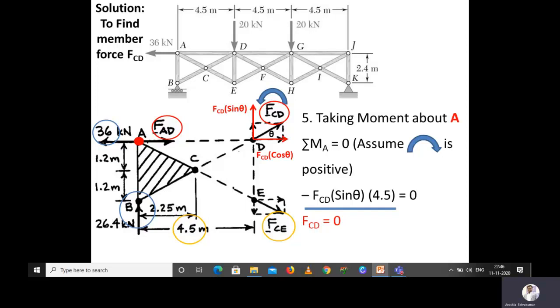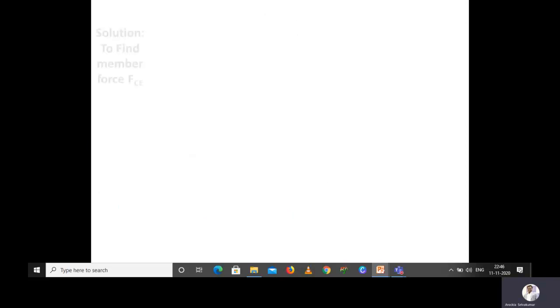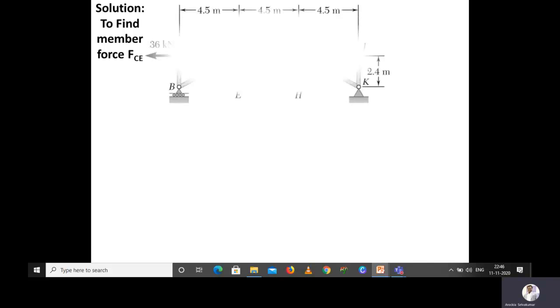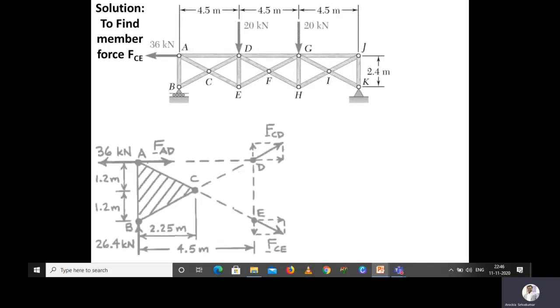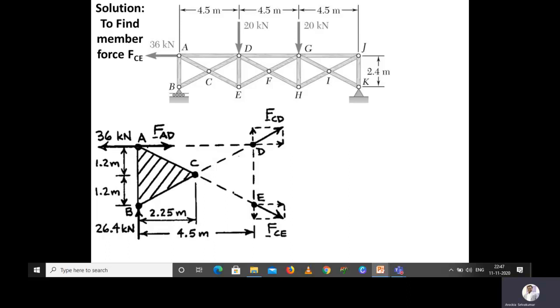We have calculated FAD. Now we have calculated FCD. Next we are going to calculate the member force at CE, that is FCE. So again the given problem and then the free body diagram. So obviously we cannot take moment about here. The force FCE is in the same line of action. So we cannot take moment with respect to C also.